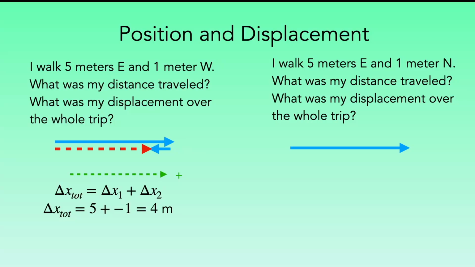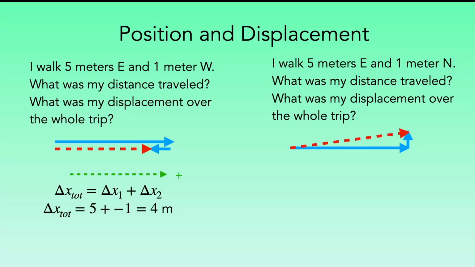Now let's look at the right. I walked 5 meters east and 1 meter north. That's a little different. My distance is still 5 plus 1, 6 meters. I don't really care about direction. I just talk about the total amount that I traveled. What's my displacement? Oh, that's really interesting.